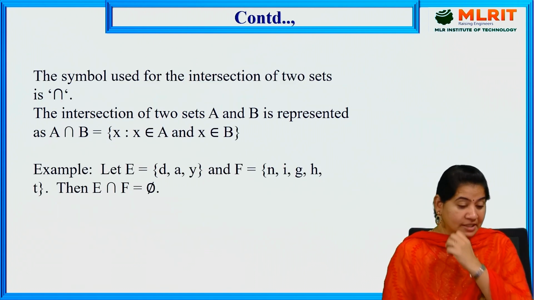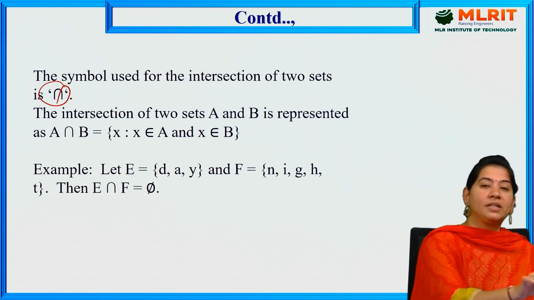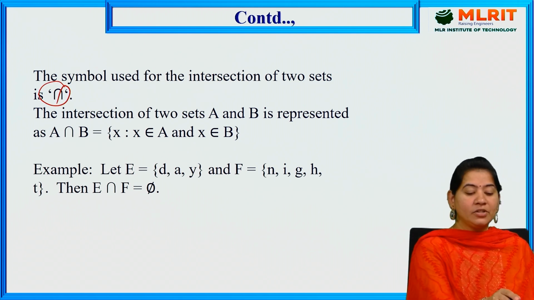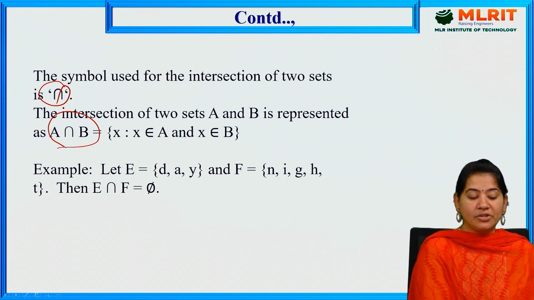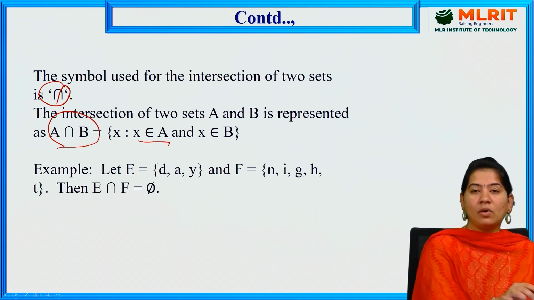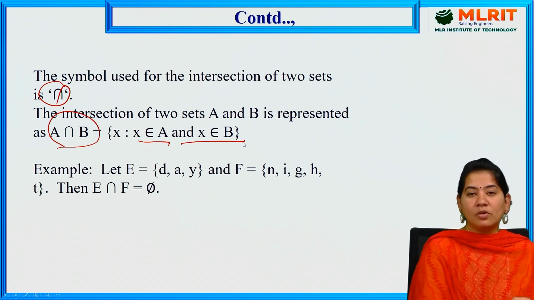Next, the symbol used for the intersection of sets is the reverse U. The intersection of two sets A and B is always represented by this symbol. So A intersection B is the set of X such that X belongs to A and also X belongs to B.